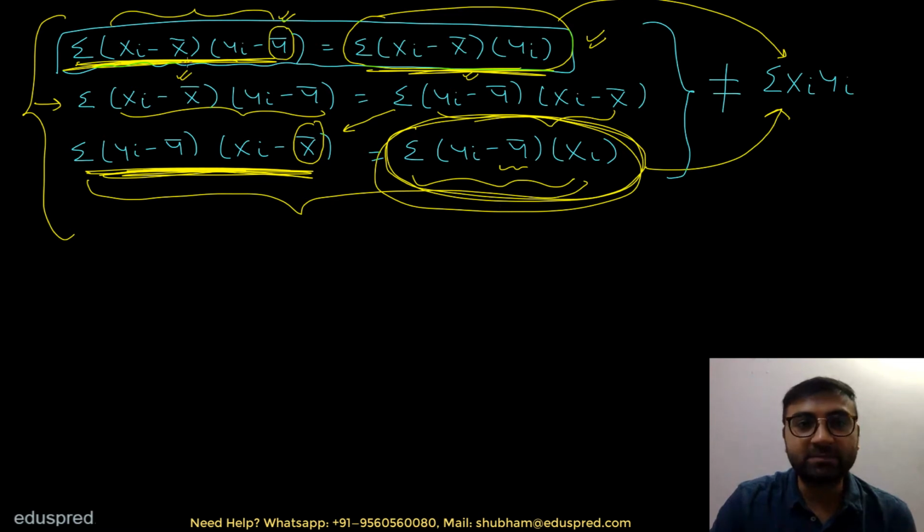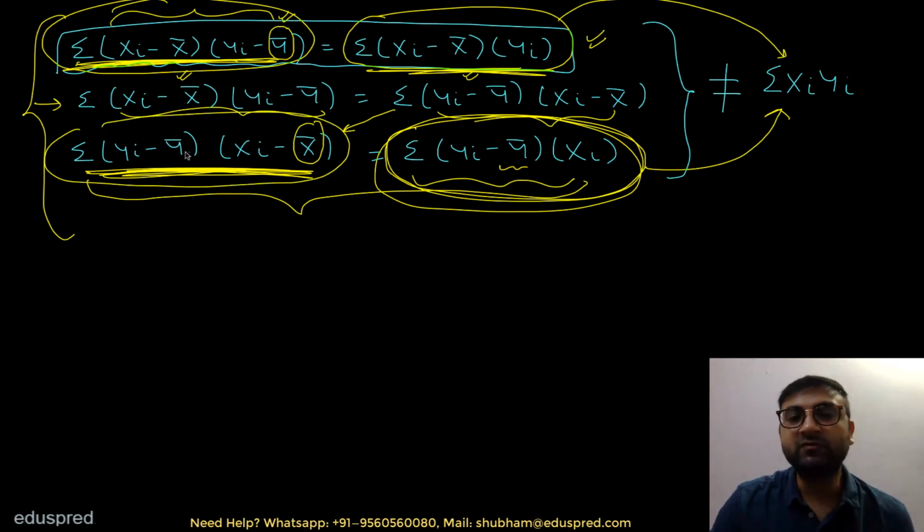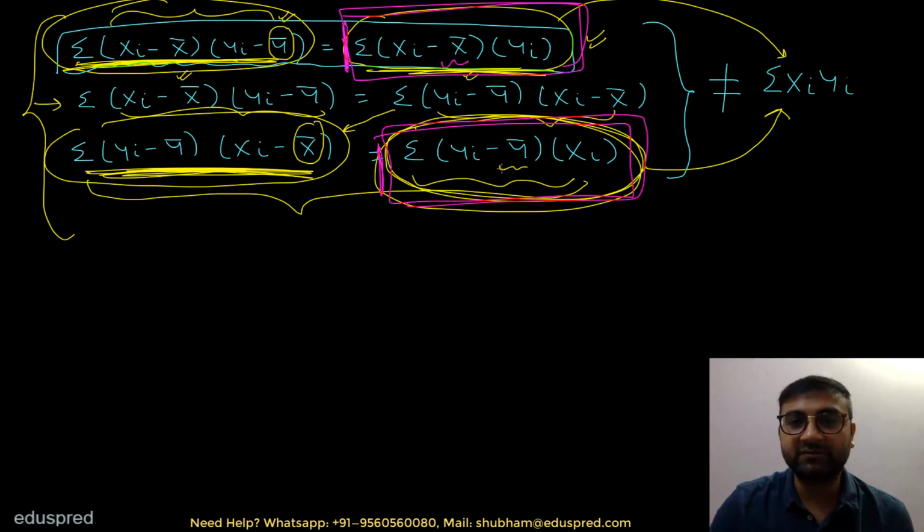If you have x bar and y bar both, and if the expression is written in this manner or in this manner, then you can remove any one of them as per your choice or as per your need. However, when you talk about these types of expression, that is this one and this one, you cannot apply that trick over here. You just cannot remove x bar or y bar from here.